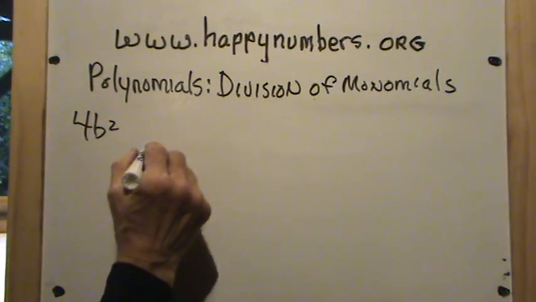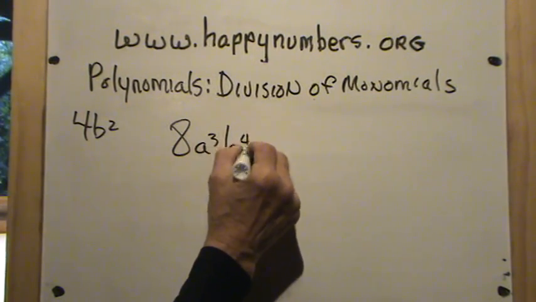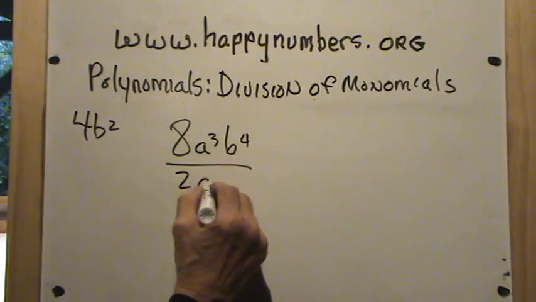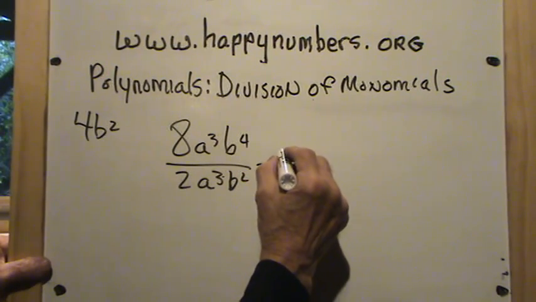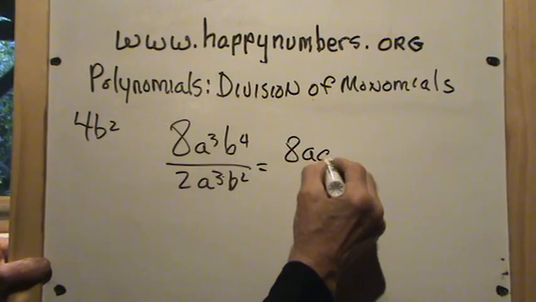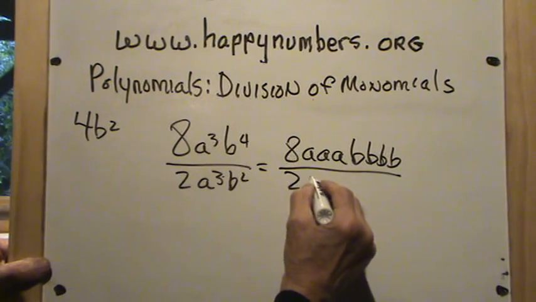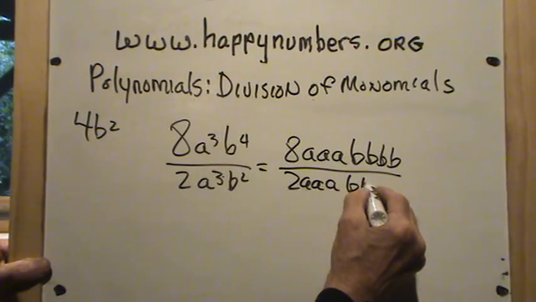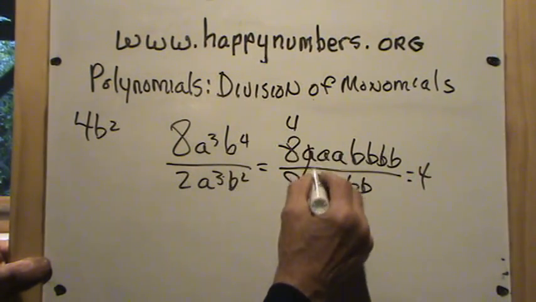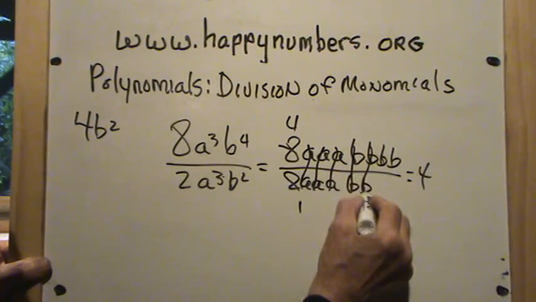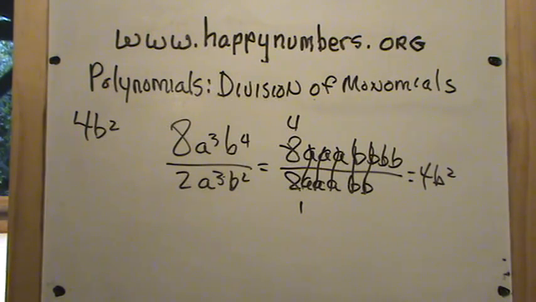Let's look at it in expanded form. 8a to the third, b to the fourth, divided by 2a to the third, b squared, which would equal 8 a, a, a, b, b, b, b, over 2 a, a, a, b, b. 2 goes into 2 once, 2 goes into 8 four times, so I get 4. The a's cancel out, two of the b's cancel out, and I have b times b, which is b squared. So it's the exact same answer.